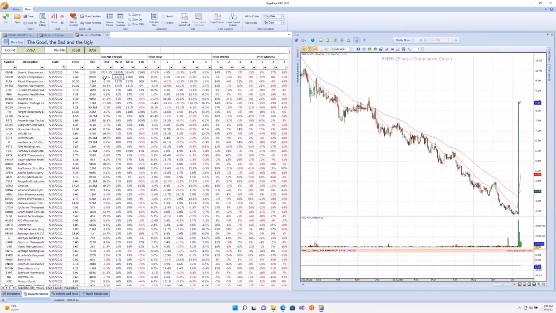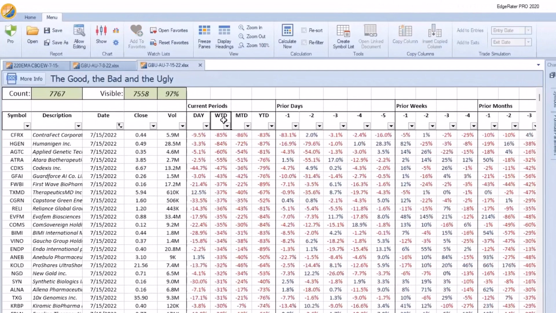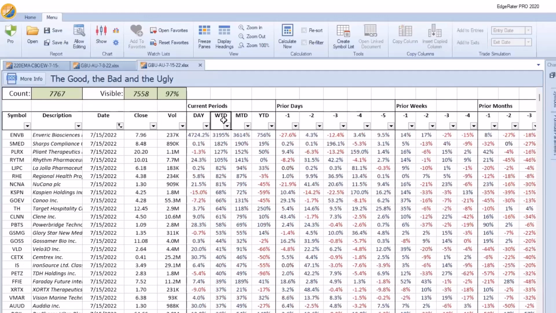And I've sorted this list. Remember last week I said that in order to sort by any column, you just click in the header of the column. So one click gives you a sort in ascending order. Clicking again gives you a sort in descending order. So I've clicked on the week to date column. So I'm just scanning the whole US market, week to date, to find out what stock moved the most in the up direction last week.